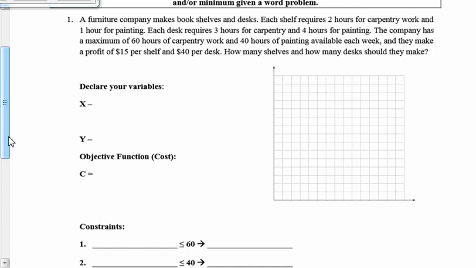Okay, so let's see. Declaring our variables. We're working with shelves and desks here. So X is going to be, I'm going to say, number of shelves. And then Y would be number of desks.